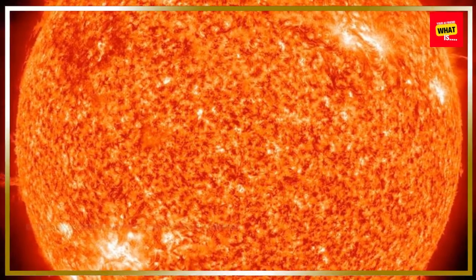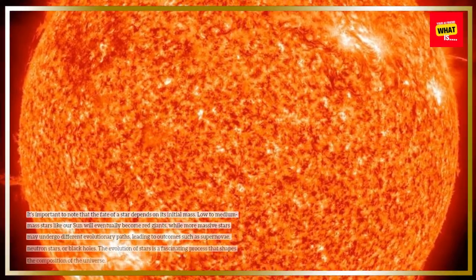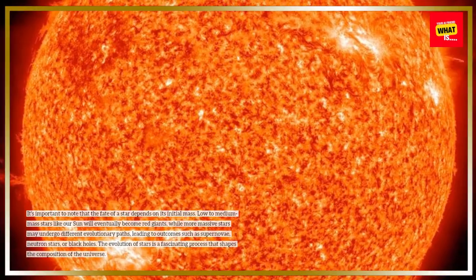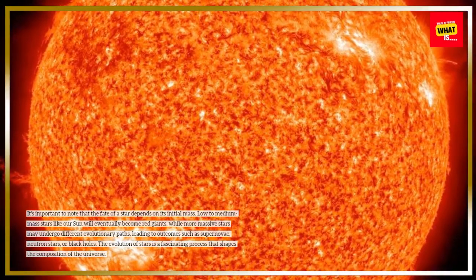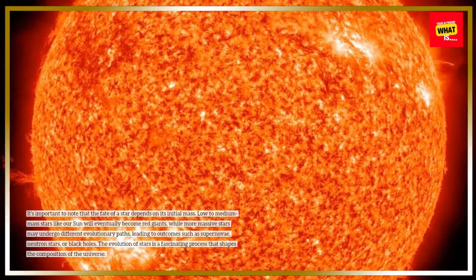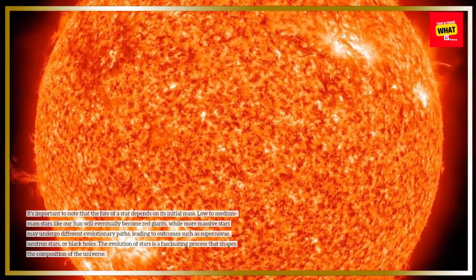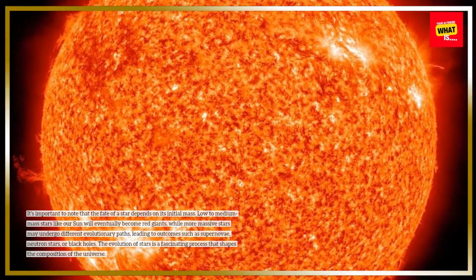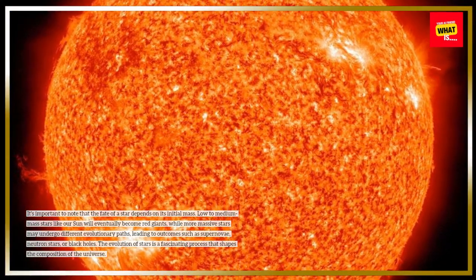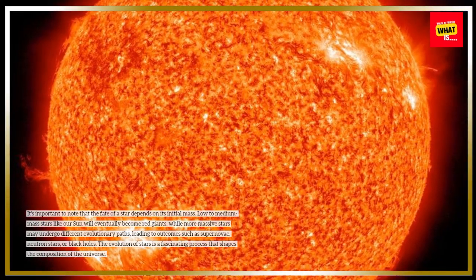It's important to note that the fate of a star depends on its initial mass. Low to medium mass stars like our Sun will eventually become red giants, while more massive stars may undergo different evolutionary paths, leading to outcomes such as supernovae, neutron stars, or black holes. The evolution of stars is a fascinating process that shapes the composition of the universe.